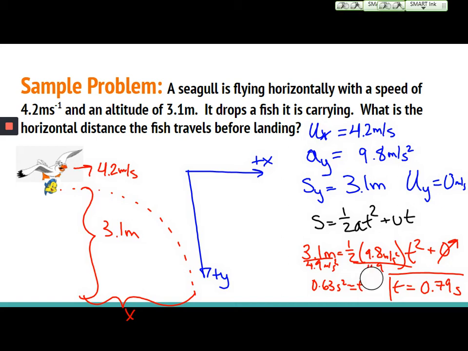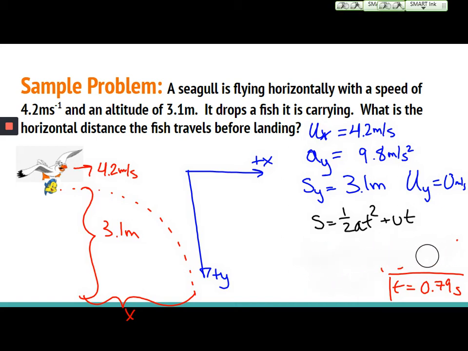So I did all of that math just so I could actually go back to the horizontal equation, as x will be 1/2. There's no acceleration in the x.